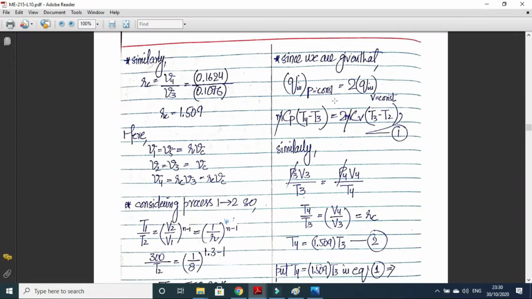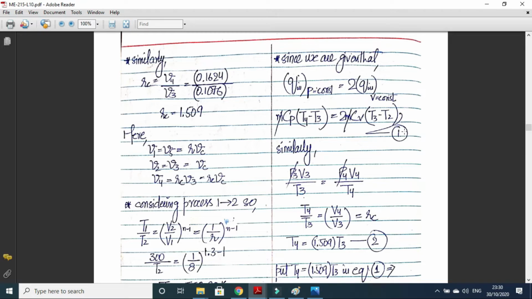Now we have given that Q in at constant pressure is 2 times Q in at constant volume. We can put the values: Cp (T4 minus T3) equals 2 Cv (T3 minus T2). Now T4 is also unknown, T3 is also unknown. So we can call it equation number 1.